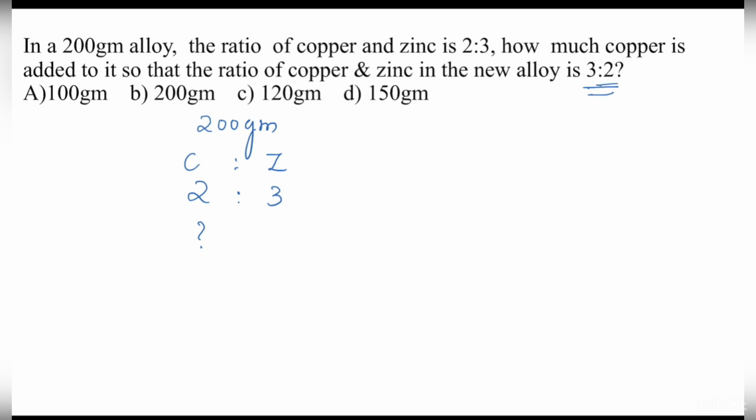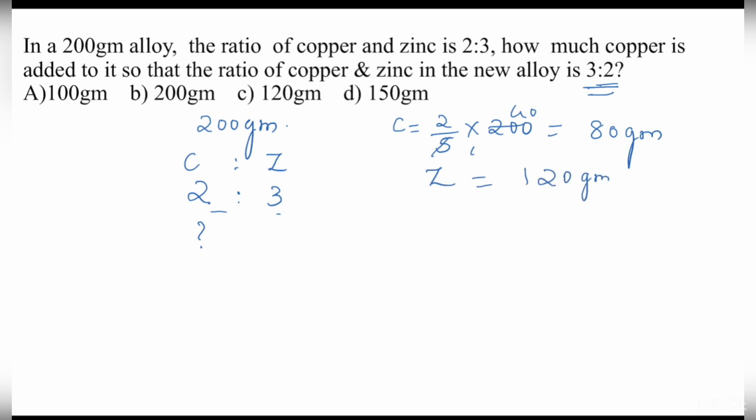Now the 200 gram alloy contains copper and zinc in the ratio 2:3, so copper is how much? Copper is 2/5 into 200, because 2 ratio divided by the total 5, into 200. How much will it be? 5 40s are, it is 80 gram. So copper is 80 gram. Then zinc will be 200 minus 80, which is 120 gram. So copper is 80 gram and zinc is 120 gram.